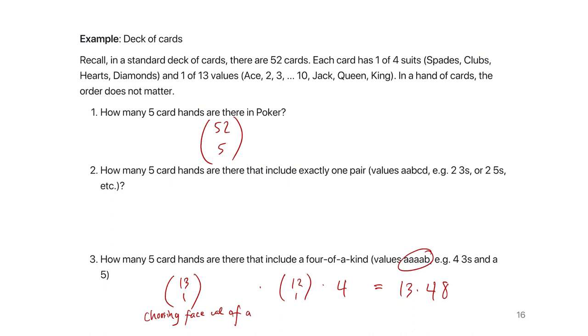Okay, so how many 5 card hands are there that include exactly one pair? The key word is exactly. You have to make sure that there's only one pair, so not 2. There can't be 3, but you have to ensure somehow that there's only one pair. So does anyone have an approach?